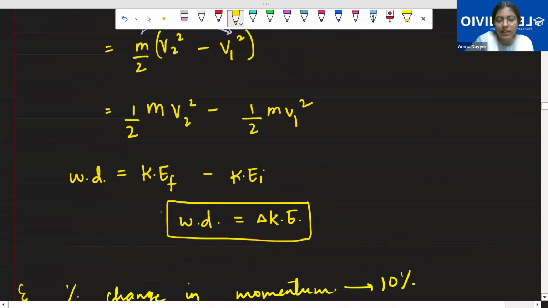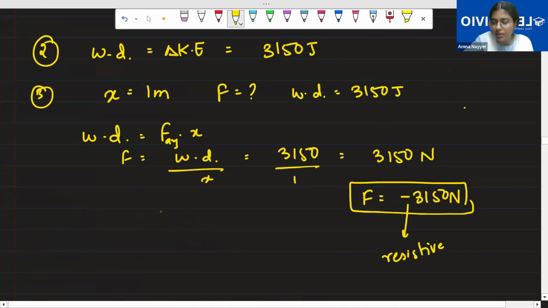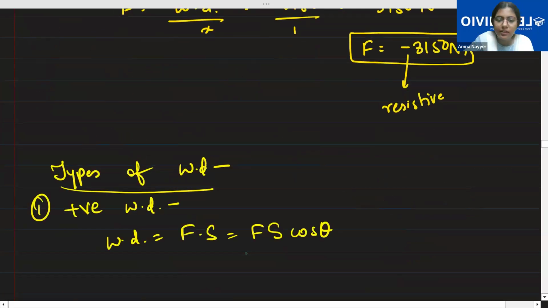Till here only we have completed, right? Now the types of work done we have to start. Just check, have we written it till here only? Yeah, ma'am, we wrote it earlier. Okay. Now there are three types of work done.